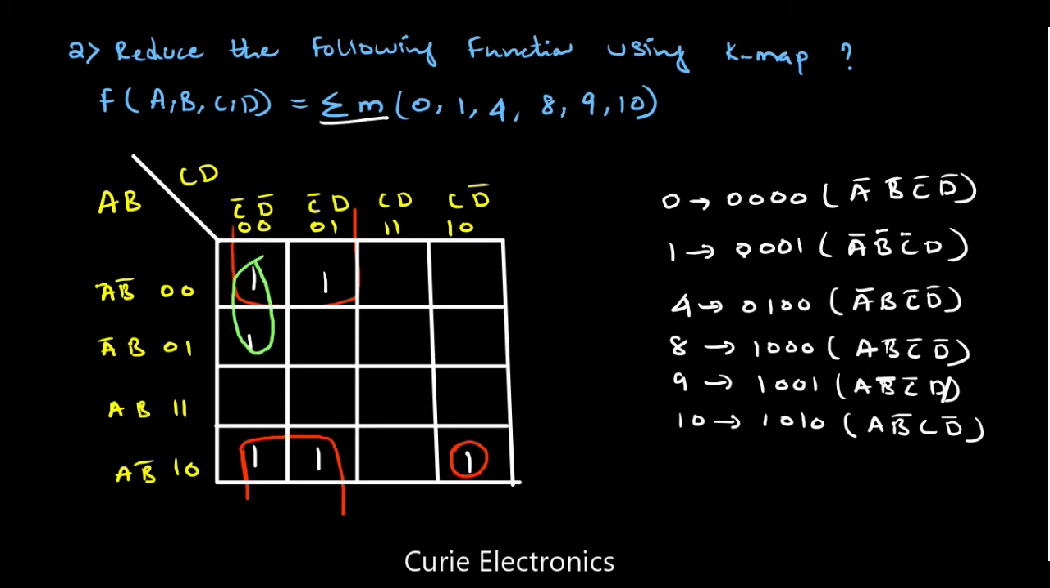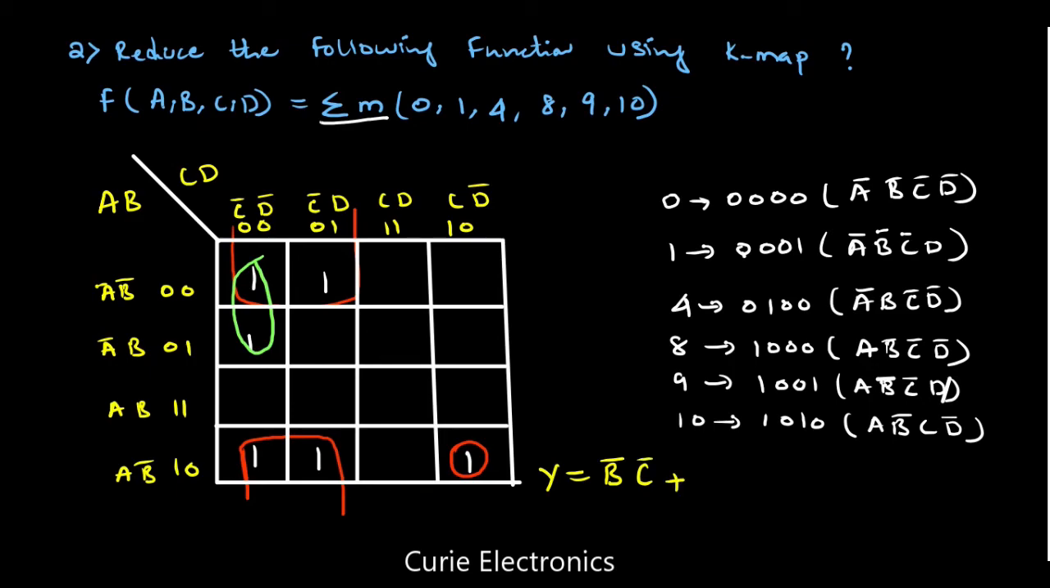1, 1. Now I'll write the expression. What is the output? Minimize the expression y equal to the group. The group will simplify to, two rows are involved, that is A bar B bar, A B bar. So B bar will be left out. B bar. Next is the column wise, C bar D bar, C bar D. So C bar will be left.